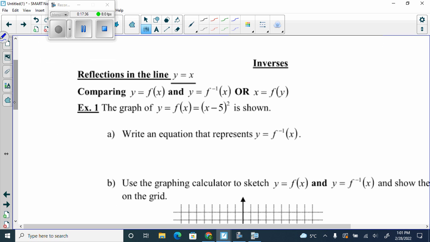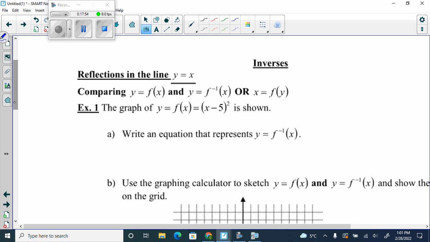Inverses. So inverses is also part of the transformation unit, but it's because we transform graphs by finding the inverse of something, but it's not like it adds to this. It's not like you have to remember another something that adds to the mapping and the transformations. It's totally a separate entity by itself.